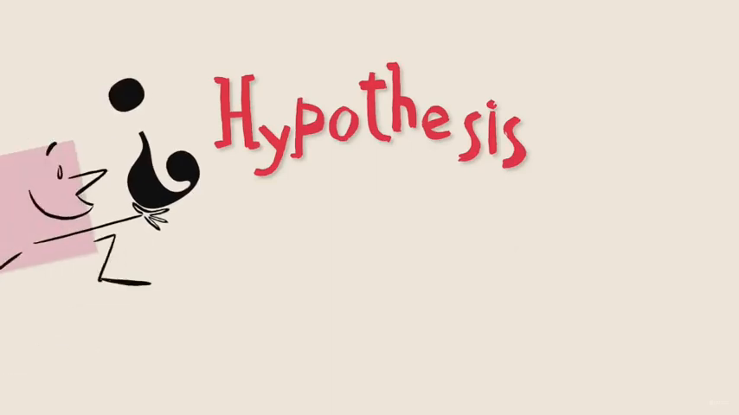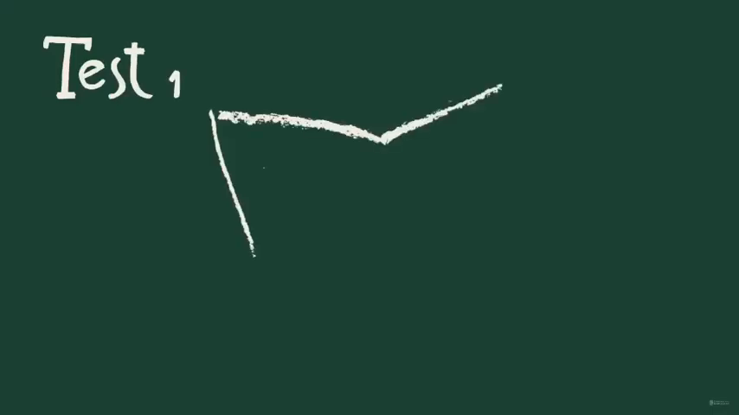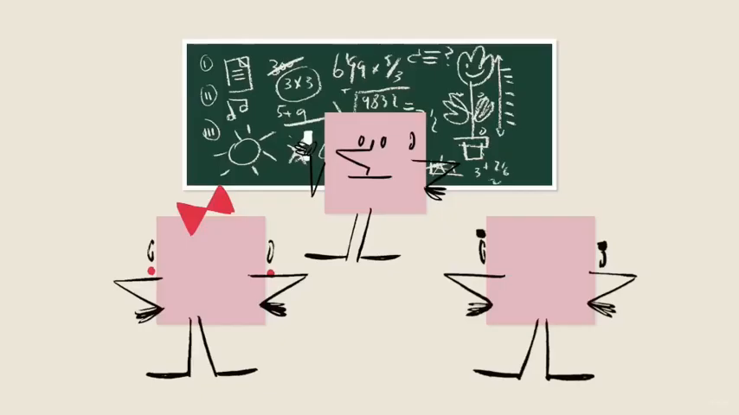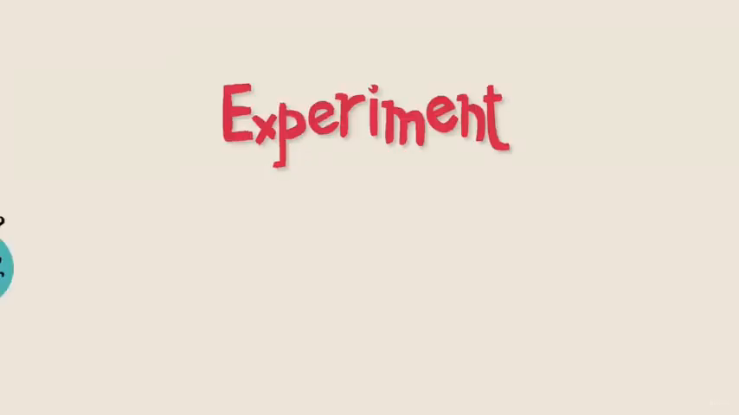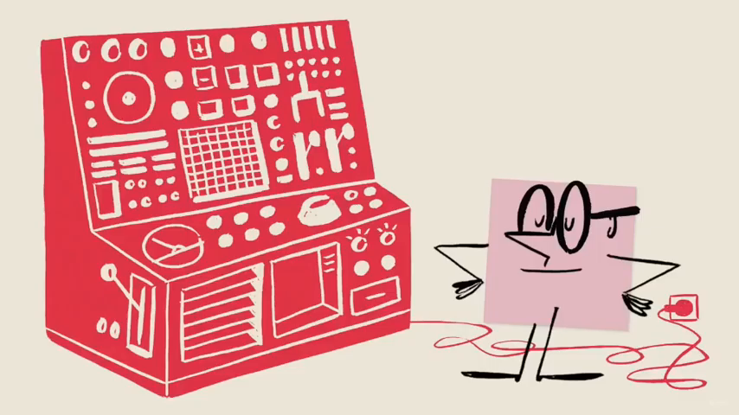Then he comes up with a hypothesis, trying to explain why. Why is the one plant taller than the other? So he comes up with a couple of different ideas. One has to do with reading, one has to do with music, and one has to do with the amount of light. So he's going to test these with experiments to see if any of these ideas are correct.